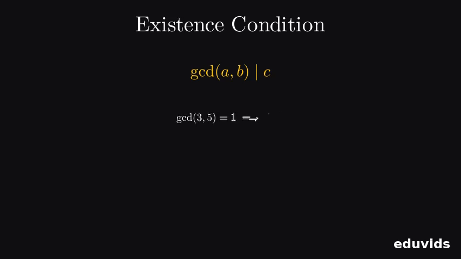Let's test 3x plus 5y equals 1. GCD of 3 and 5 is 1. And 1 divides 1, so solutions exist.